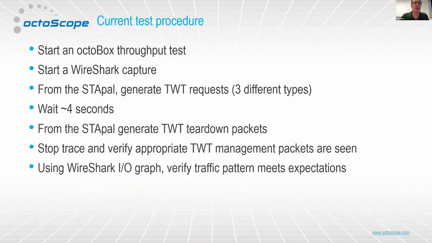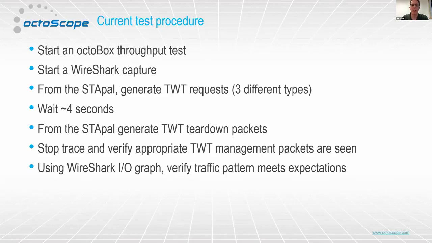So this is just a summary of the procedure that we'll be doing. We're going to set up an octoBox test, start some throughput running. Then we're going to start a Wireshark capture in the background. From our Windows station, we're going to generate TWT requests. So we'll do one of each of the 3. We'll send a request, wait a few seconds to see how it affects traffic, then send a teardown, then move on to a suggest, and similarly repeat the process with a demand.